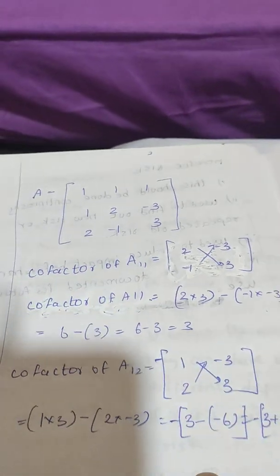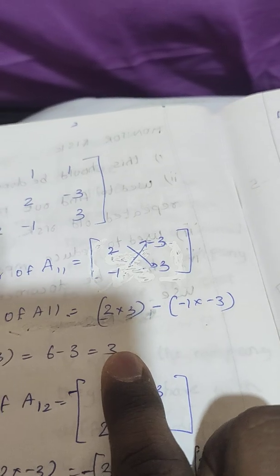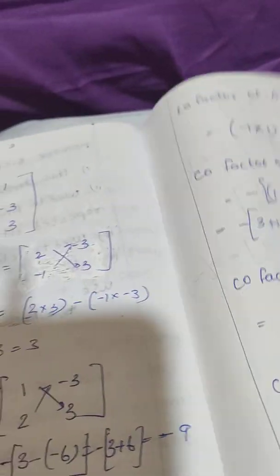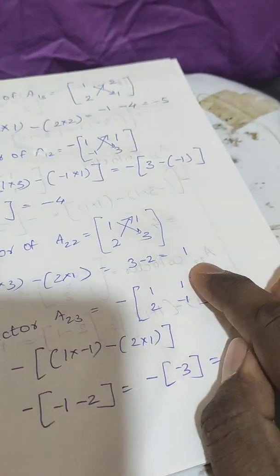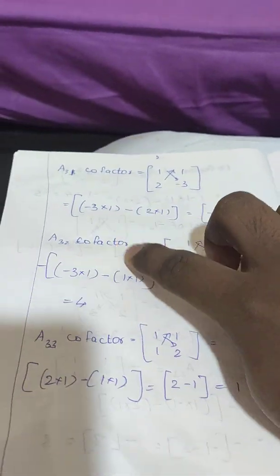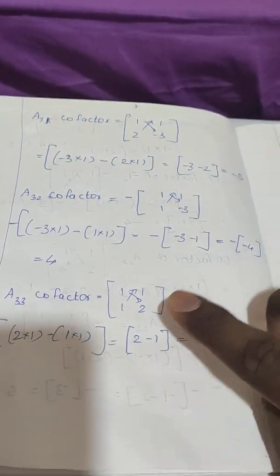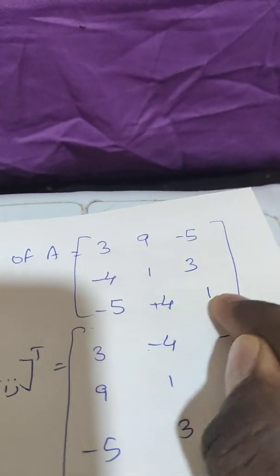So putting all the cofactors that we found together, it's 3, then you find 9, and then you find minus 5 for this one. Minus 4, 1, 3. And you find 5, 4, 1. So this is the cofactors of all the values that you found.